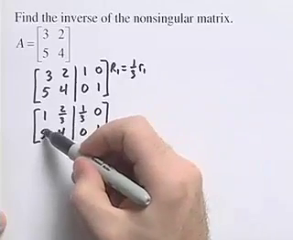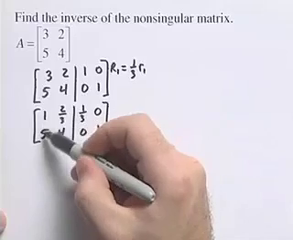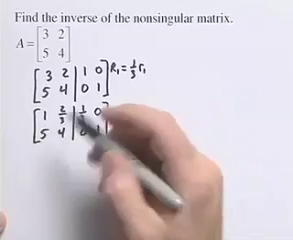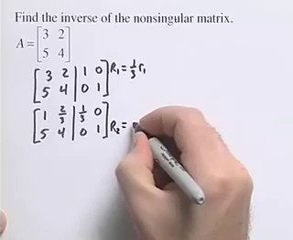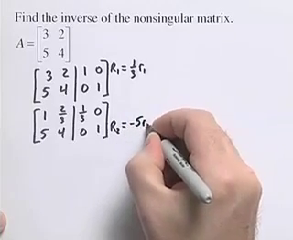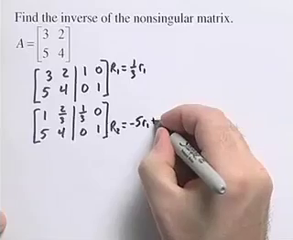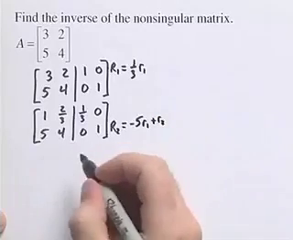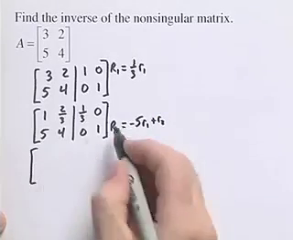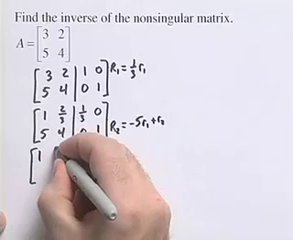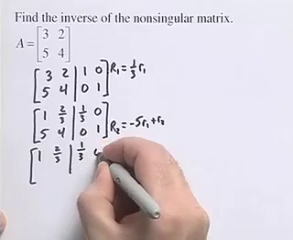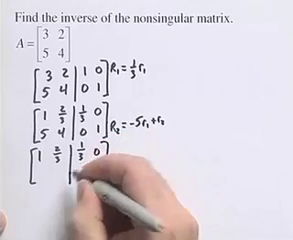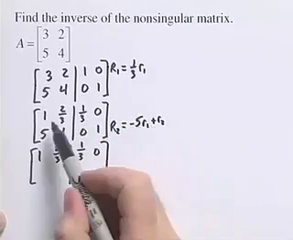Next, we want to get a 0 in the second row, first column entry. To do that, our new row 2 will equal -5 times our first row added to our second row. We're not changing our first row, so we're going to rewrite that. 1, 2/3, 1/3, 0. And now we need to perform this operation.